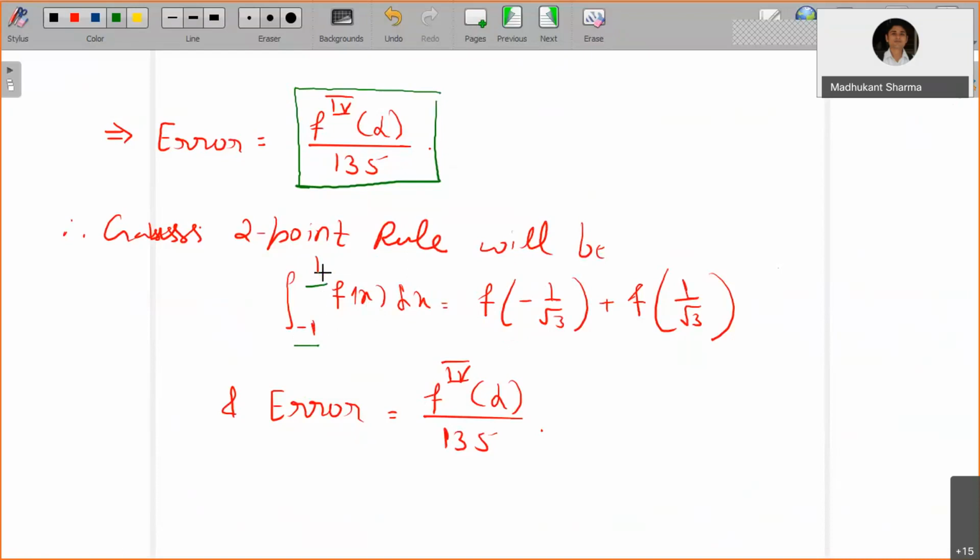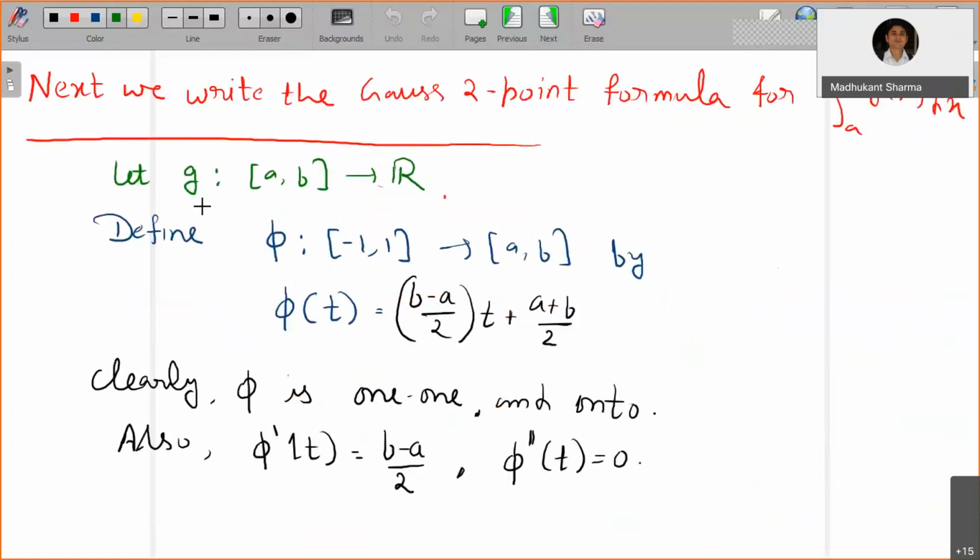That's another way. So this is what we are going to do first, then we are going to go for the case for composite 2.1. Right, so let g be a real valued function defined on the closed interval a, b. So we can define the one-one onto map from the interval -1, 1 to a, b by the following formula. If you want to see how it has come, we were interested in a map which is one-one onto, and which maps -1, 1 onto a, b.